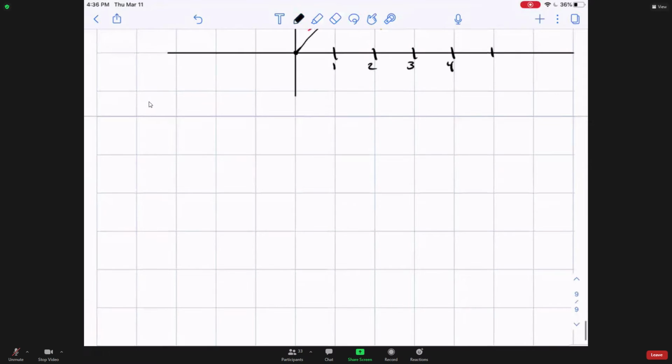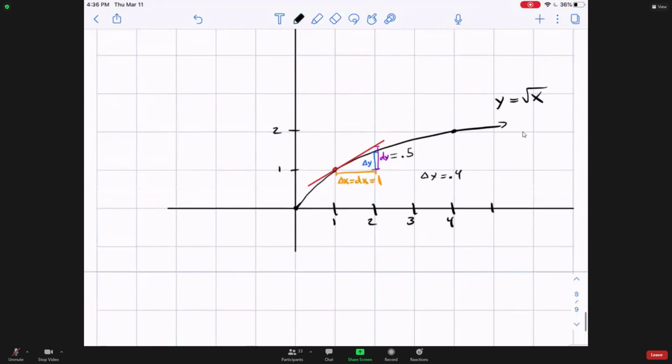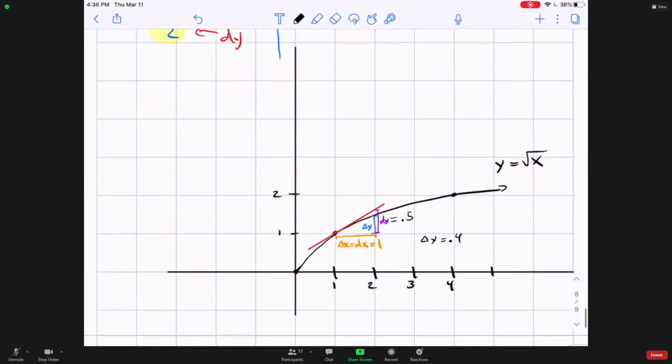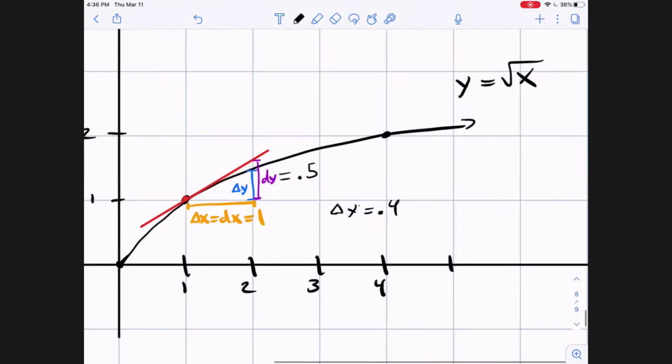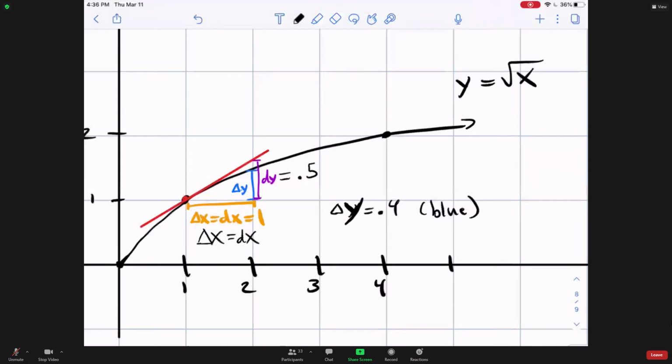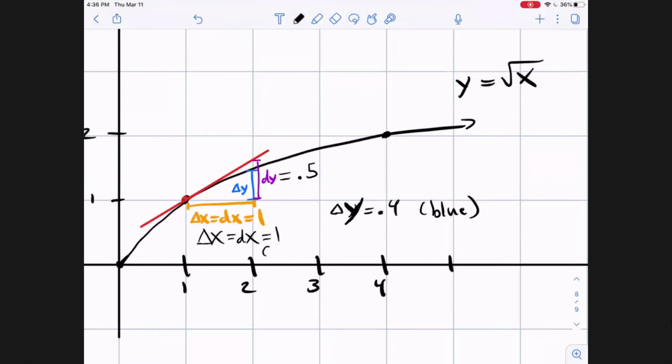Professor, sorry, quick question. Can you move it up? Is that 0.4 an X or a Y? Delta X or delta Y? Oh, yeah, that's delta y. Okay, thank you. That's the blue distance. The delta x and the dx, that's the orange. And then the purple is the dy.